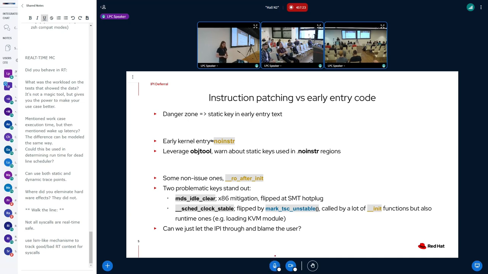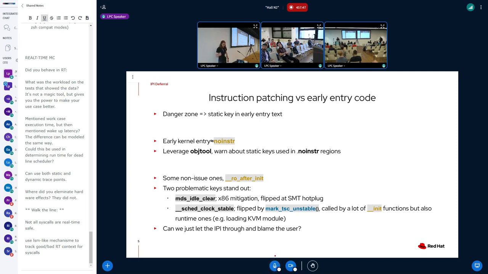You can still have static keys, but with a little nifty thing called objtool, we can actually look at the objects that we generate, and we can see, oh, in those no instrumentation regions, which I'm kind of abusing, I'm using it as that means early entry, but that's good enough for me, are there static keys that are being accessed? And then I can generate a warning at compile time to say, hey, you need to look at that because it's a bit risky.